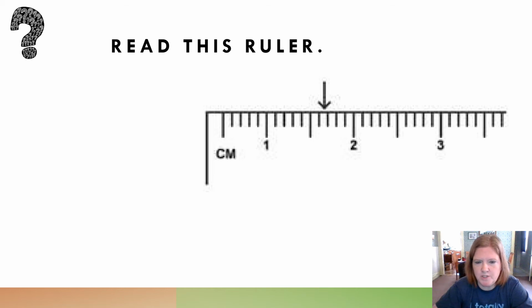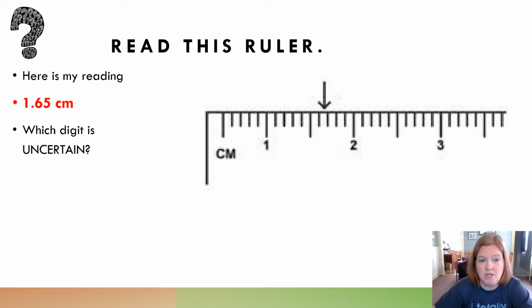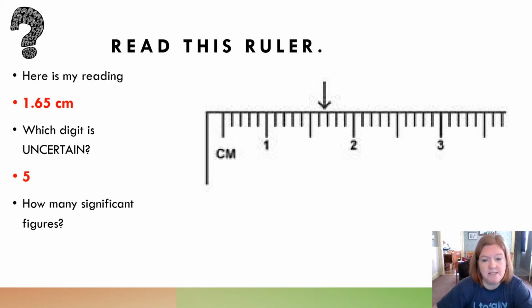Okay, let's read this ruler. So I have 1 centimeter, 0.56, so 0.6. So 1.6 something, and I'm going to estimate. So I say 1.65, but which digit is uncertain? That 5, that last number, it could be slightly different based on who is doing the reading. How many significant figures? No zeros, so they're all significant, so that means 3.